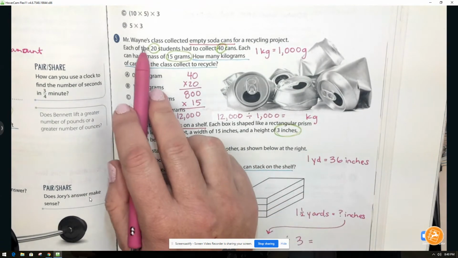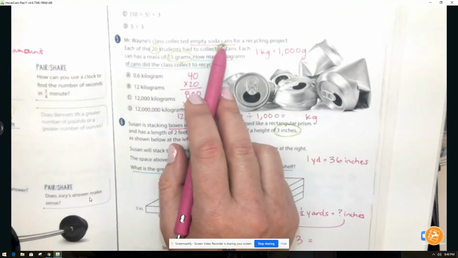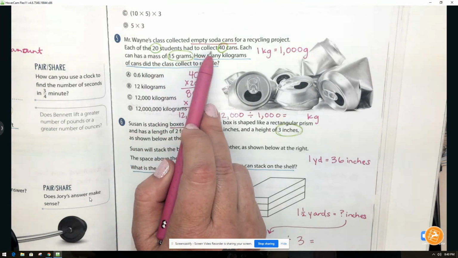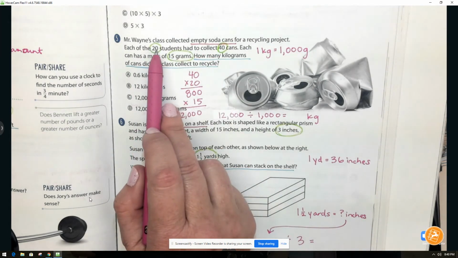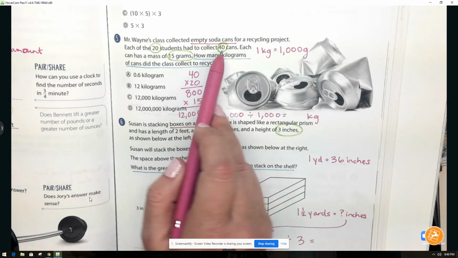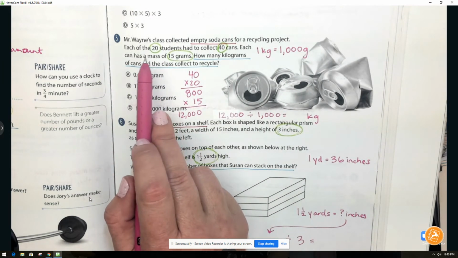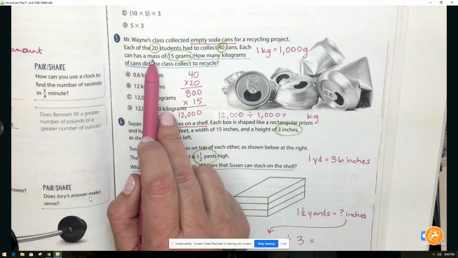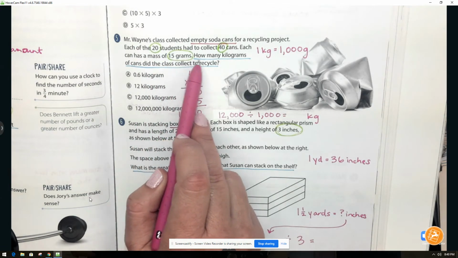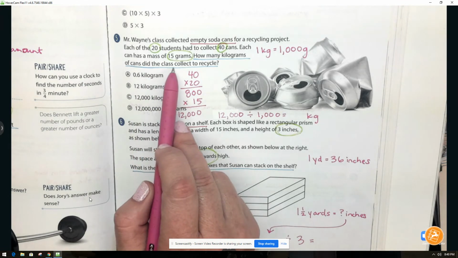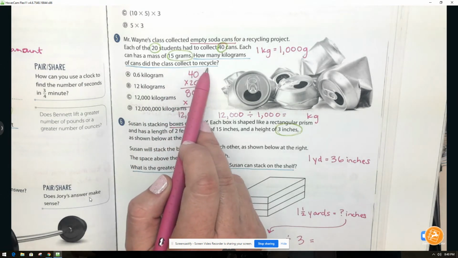Number 5, Mr. Wayne's class collected empty soda cans for a recycling project. Each of the 20 students had to collect 40 cans. So that means 20 students each collected 40 cans. Each can has a mass. Remember, mass is a fancy word for weight. Each can has a mass of 15 grams. How many kilograms of cans did the class collect to recycle?